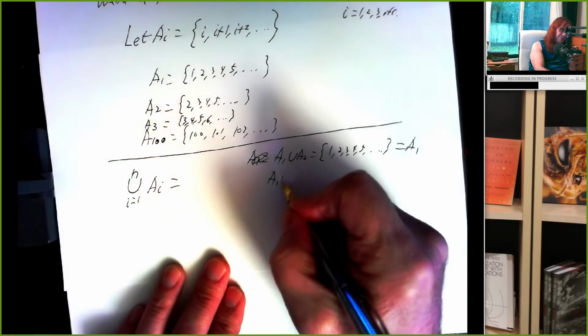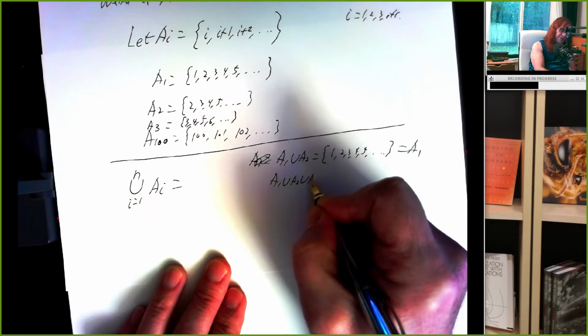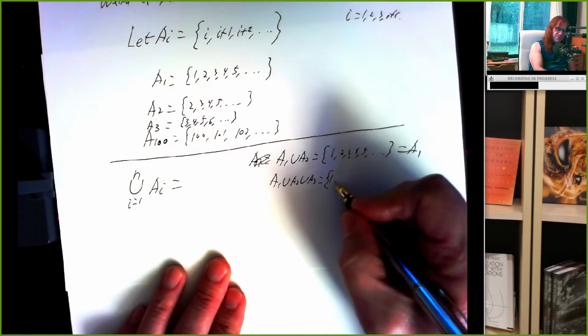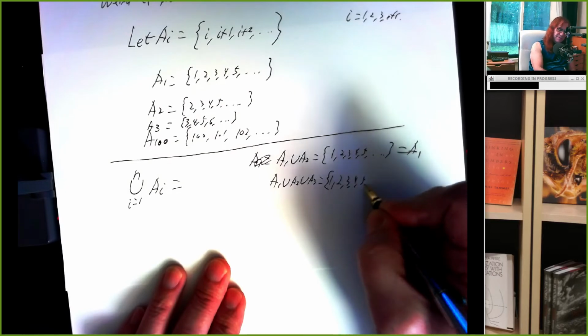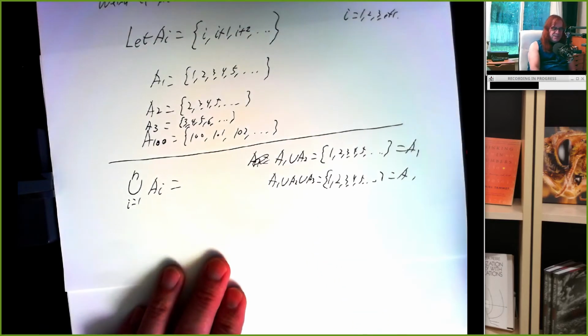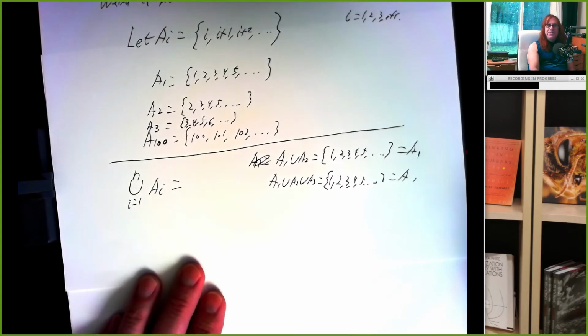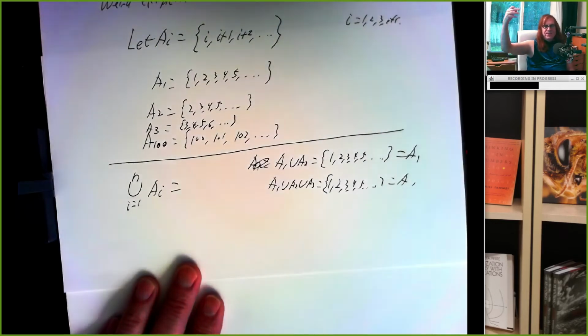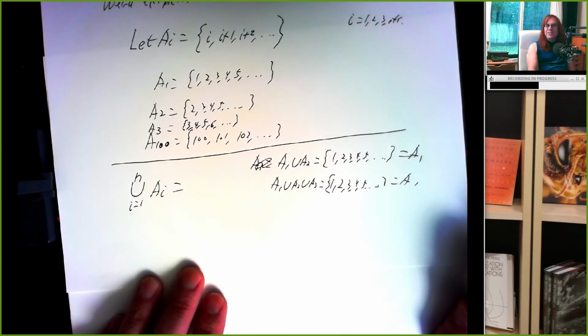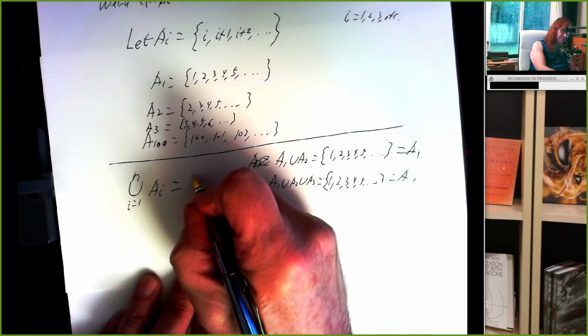If I take A1 union A2 union A3, what am I going to get? 1, 2, 3, 4, 5, exactly, which is just A1. And if I were to do A1 union A2 union A3 union A4 union a bunch of other things, I'm still going to end up with 1, 2, 3, 4, 5, 6, 7, 8, 9, 10, etc. This is always A1.